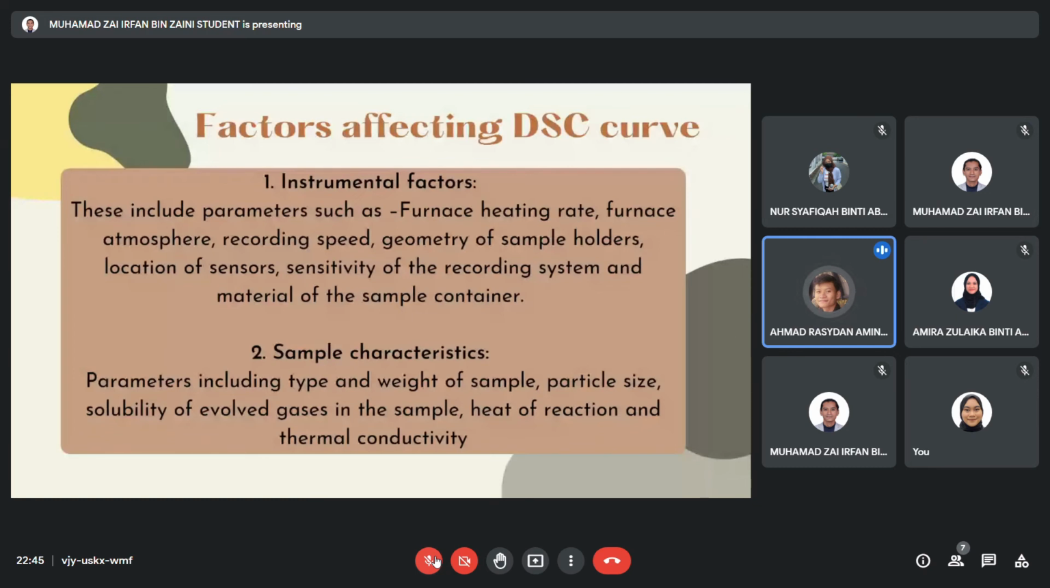Factors affecting the DSC curve. First, we have instrumental factors. This includes parameters such as furnace heating rate, furnace atmosphere, recording speed, geometry of sample holders, location of sensors, sensitivity of the recording system, and material of the sample container. Second, sample characteristics. Parameters including type and weight of sample, particle size, solubility of involved gases in the sample, heat of reaction, and thermal conductivity.